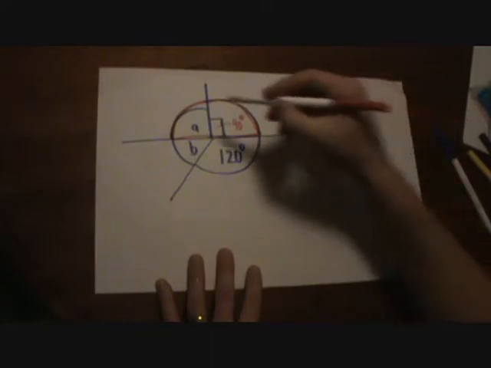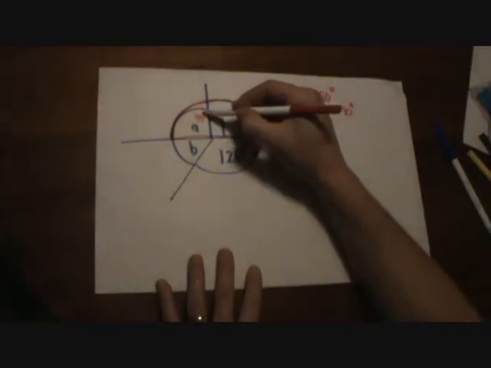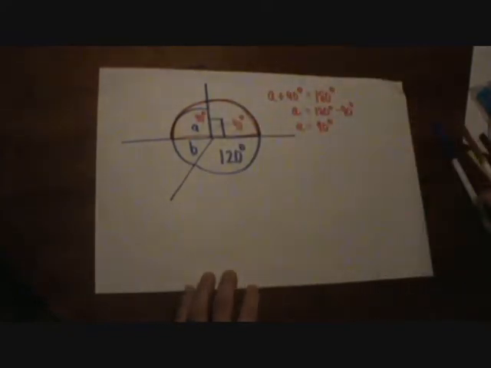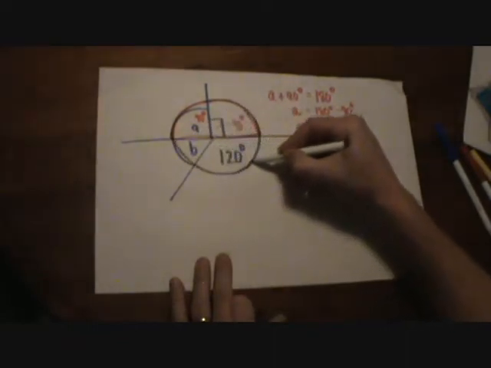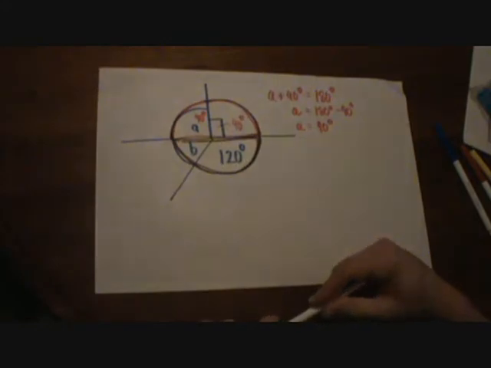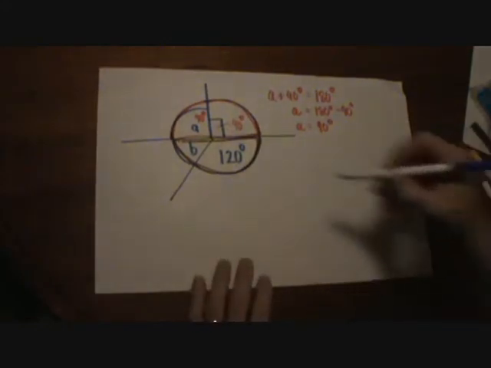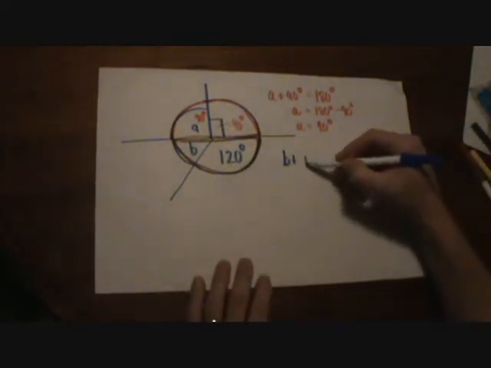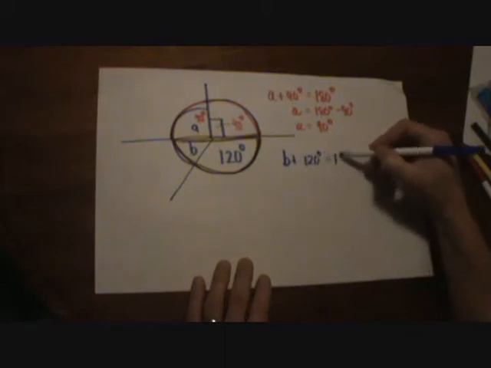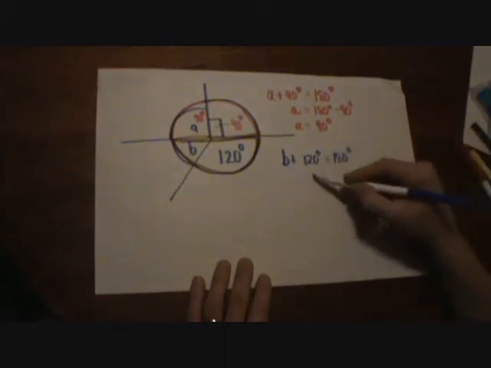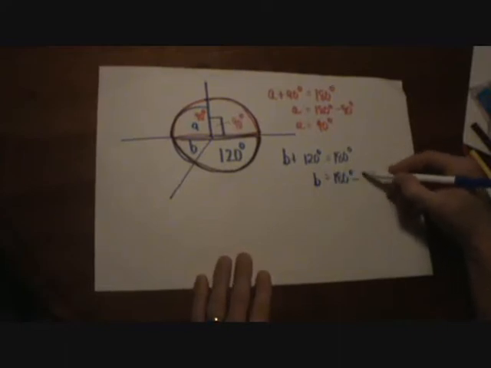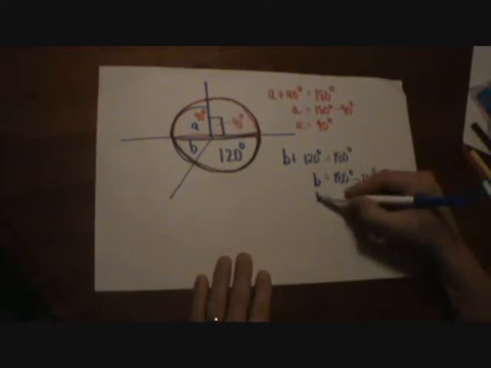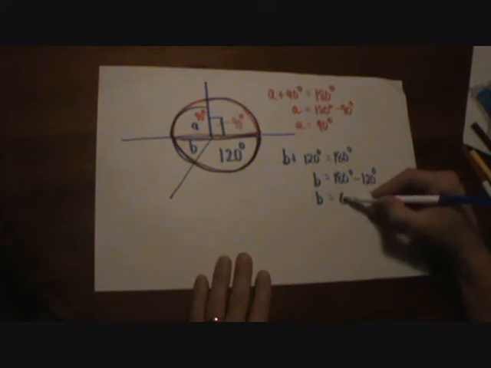Let's look for another half circle. I have a half circle on the bottom of the line here too. So that's 180 degrees as well. So what I realize here is that B plus 120 is going to equal 180. In order to figure out what B is worth, all I need to do is subtract 120 from the 180. That leaves me with 60 degrees. So B is worth 60 degrees.